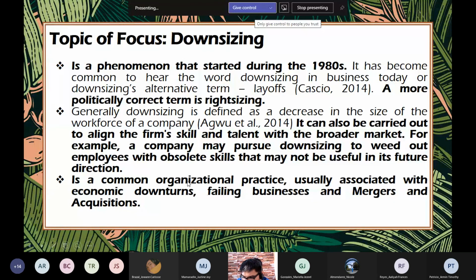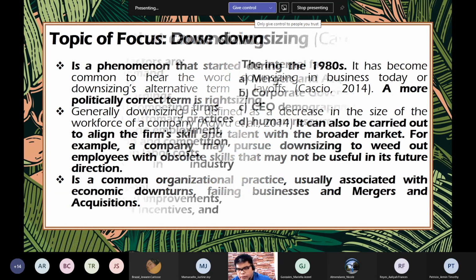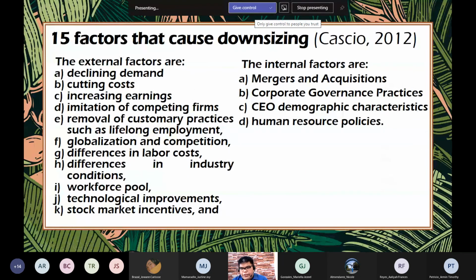Okay. It's a common organizational practice, usually associated with economic downturns. So, katulad last year, nagkaroon tayo ng COVID-19 pandemic, nagkaroon ng downsizing ang mga companies, failing businesses, and mergers and acquisitions. Here are the 15 factors that cause downsizing. This is by Casio, 2012.